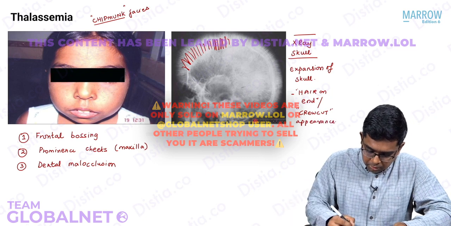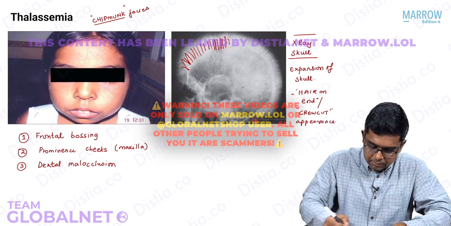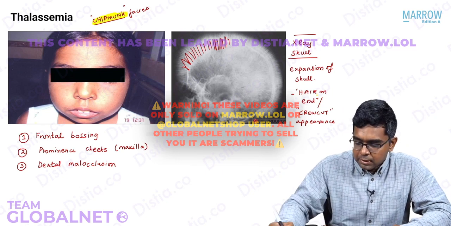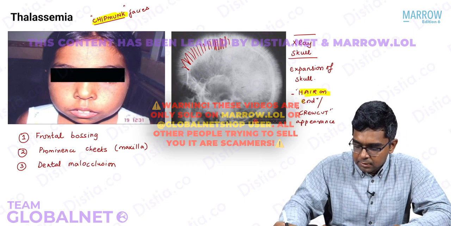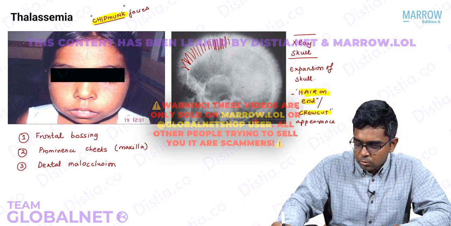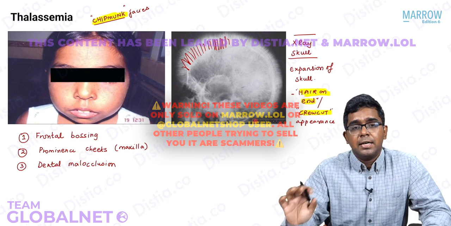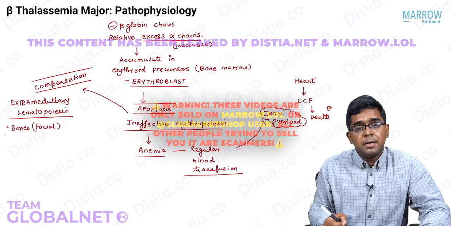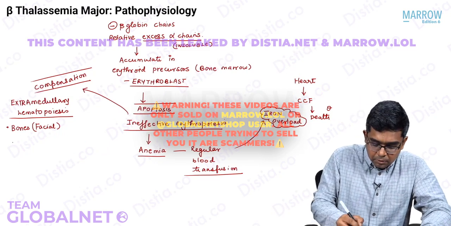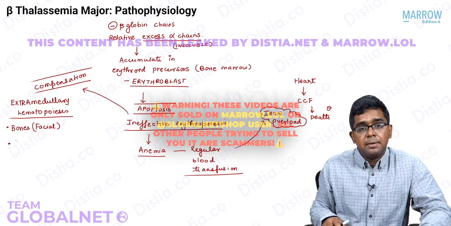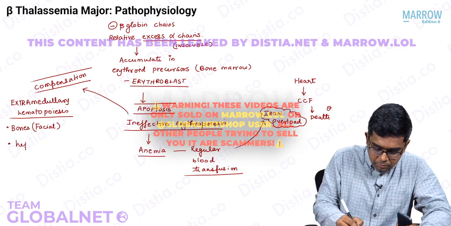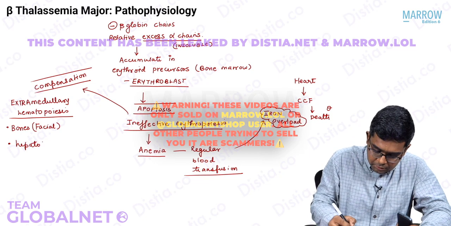Okay, so these important findings you should never miss. They are commonly asked in the MCQ exams. One is the chipmunk facies, next is the hair on end appearance, and third is the crew cut appearance. Never to be forgotten as classical features of beta thalassemia major. As a part of extramedullary hematopoiesis, some of the organs also will start taking part in hematopoiesis, especially the liver and spleen. So we will have hepatosplenomegaly as a manifestation.